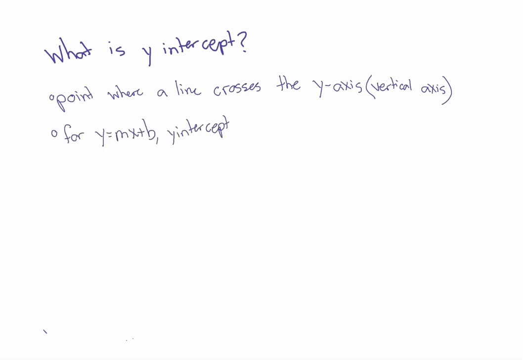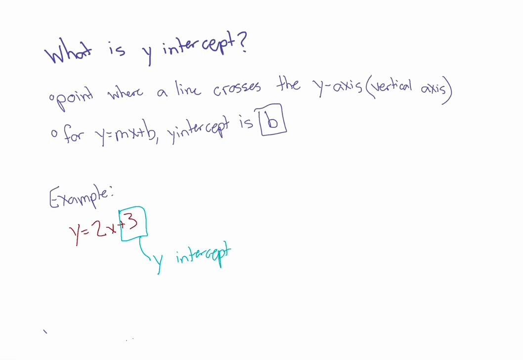In the equation of a line y equals mx plus b, which is the slope-intercept form, the letter b represents the y-intercept. This is going to be the constant in the equation. This tells you the value of y when x equals 0. Let's look at an example. For the equation y equals 2x plus 3, the y-intercept is going to be the number all by itself, or the constant. In this case, it's going to be 3. This means that the line crosses the y-axis at the point (0, 3).